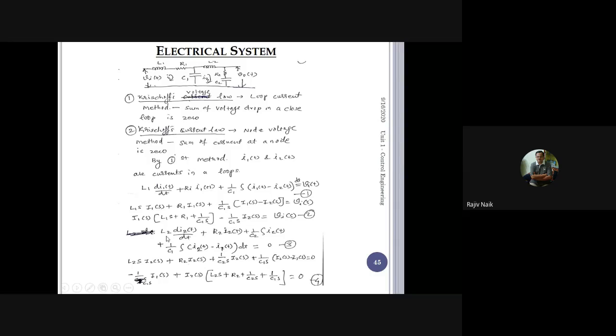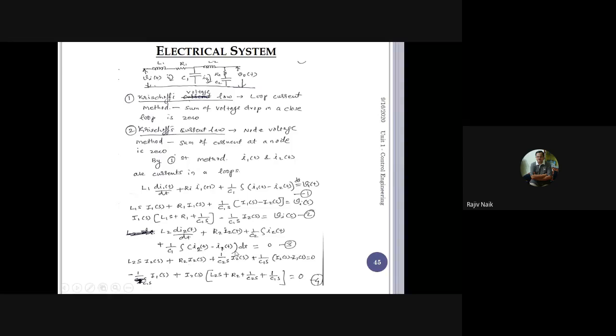So you can see the voltage drop across inductor L2 is L2 di2 by dt. Similarly, voltage drop across resistance R2 is R2 into I2(t). Voltage drop across capacitance C2 is 1 upon C2 integration of I2(t). And the voltage drop across C1, because C1 is also a part of loop number 2, is 1 upon C1 integration of, for this loop, I2 minus I1, since for the first loop we took I1 minus I2.